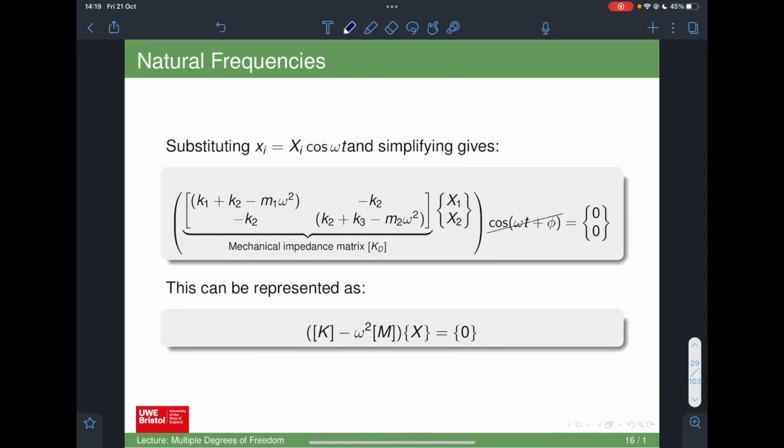And so we can represent that matrix as this term here. Okay. And this is known as the eigenvalue problem. Okay, the eigenvalue problem.